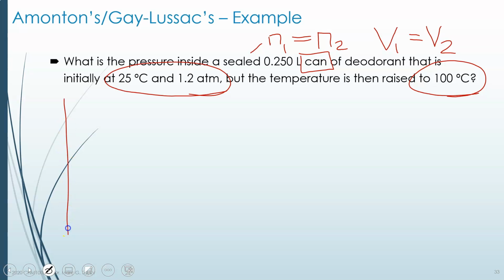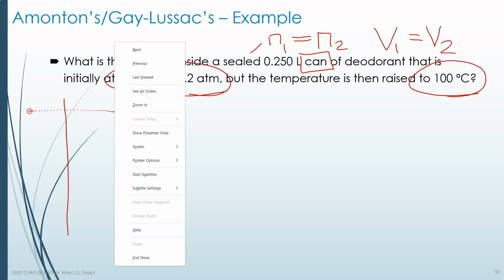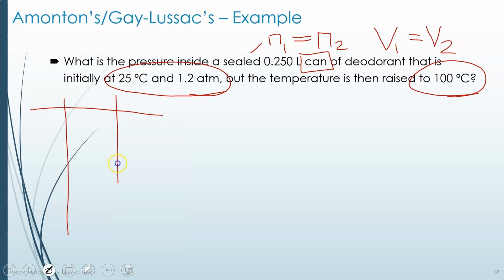So we can start by making our table that we do, and we can say we have our parameters P, V, N, and T. We know that N1 will equal N2, so this is our initial situation, this is our final situation. We know our volume 1 will equal our volume 2. So we're left with a situation where the only things that vary are temperature and pressure. That is Gay-Lussac's law, more properly known as Amonton's law.